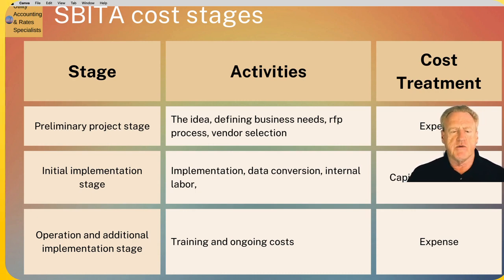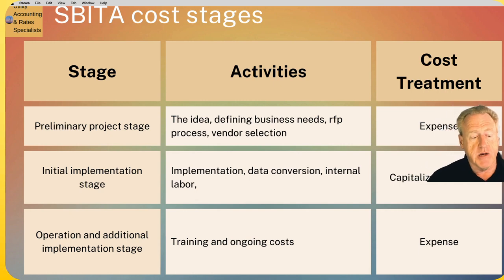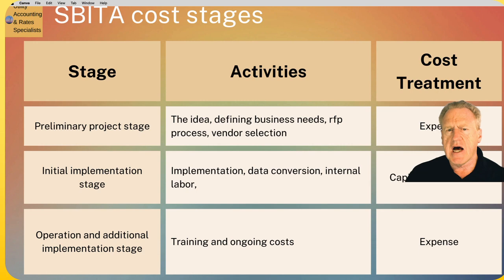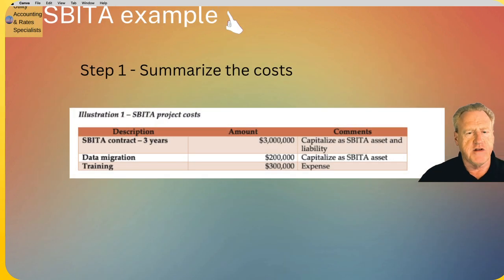Then the next phase would be the implementation phase: data conversion, internal labor, other costs you might incur in getting the system up and ready to go to the go-live stage. Well, those costs get capitalized with the SBDA. Then you have the third bucket, operation and additional implementation stage. Well, that's ongoing training, ongoing costs, maintenance costs, things like that. Those are going to be expensed just like they were under GASB 51.